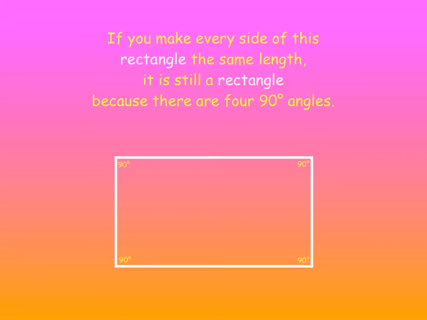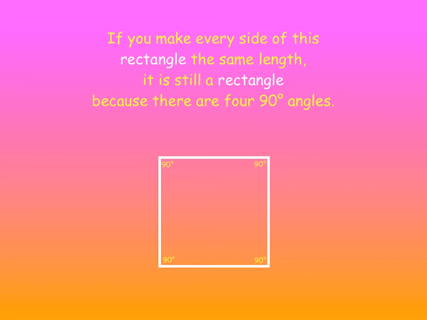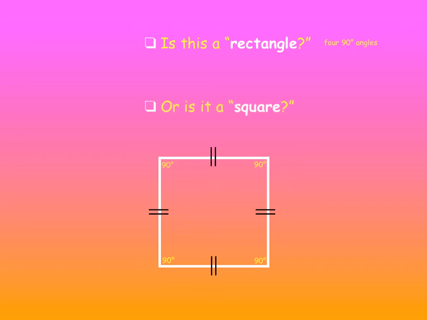Now, if you make every side of this rectangle the same length, it is still a rectangle because there are four 90-degree angles, but it is also a square. Is this a rectangle? Well, it has four 90-degree angles, so yes. Or is it a square? Equal sides? It fits into both categories.